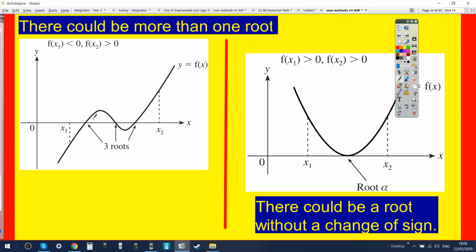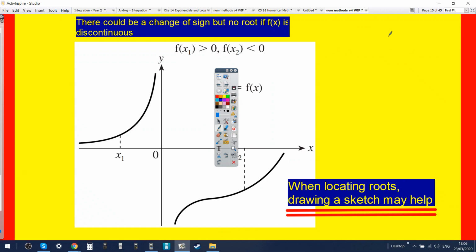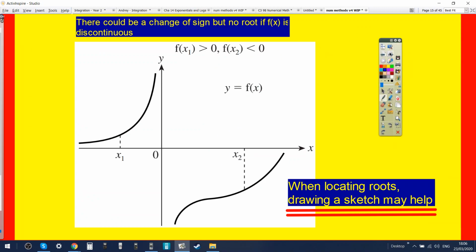Sometimes you get more than one root. So here you have like a sign. There's no sign change, but there's 2 roots, or there's a sign change, but there's actually 3 roots. And then here you have 1 root with no sign change. So lots of exceptions. And then here you have discontinuity.